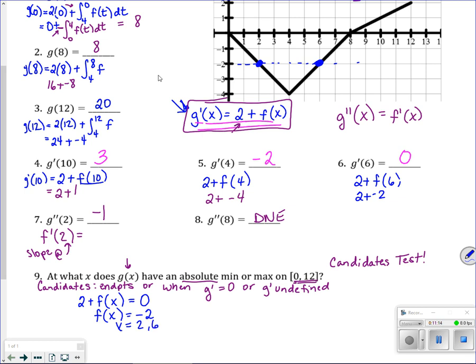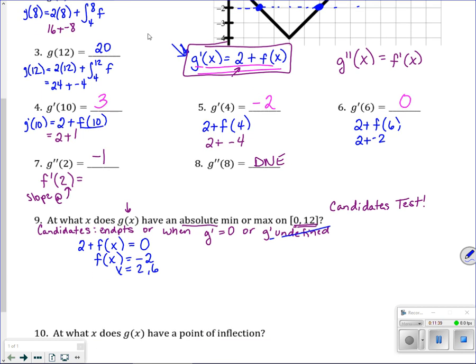Now, is there ever a place where 2 plus f of x is undefined? Well, no, because f is defined between 0 and 12, so I don't have any places where f is undefined. So G prime is going to be defined everywhere between 0 and 12. So what we just figured out is that our candidates, which I've defended, I have 4 of them: 0, 2, 6, and 12.